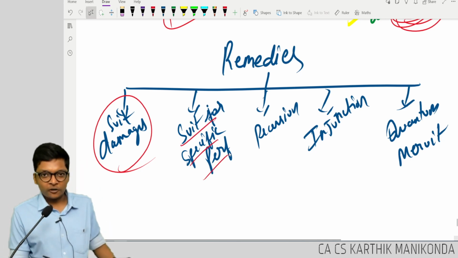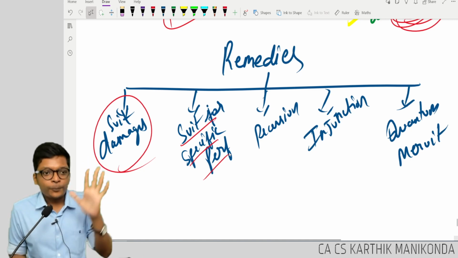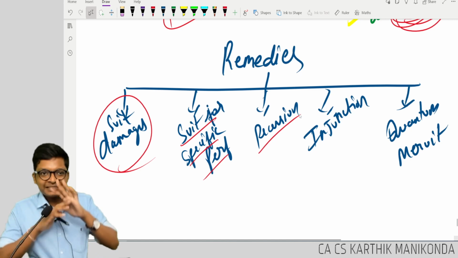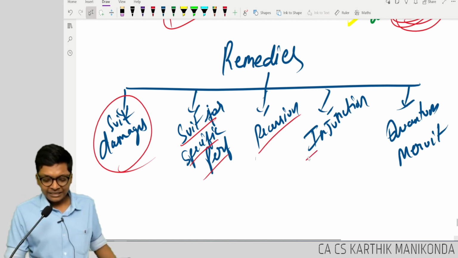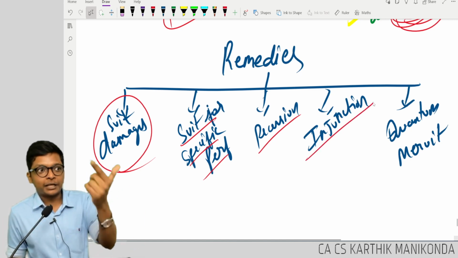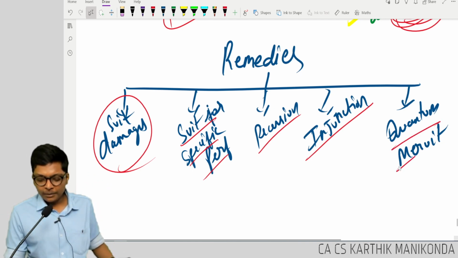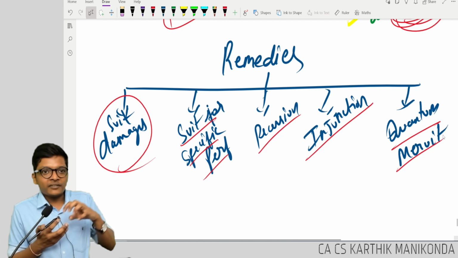Suit for specific performance means ask him to drop you. He has to come pick you up and drop you. Recession means cancellation of contract. Injunction means ask him not to take any other trip. Injunction means hold, stay order. Quantum merit means how much our work is done, pay for that.